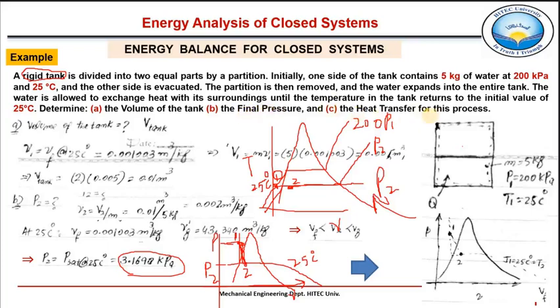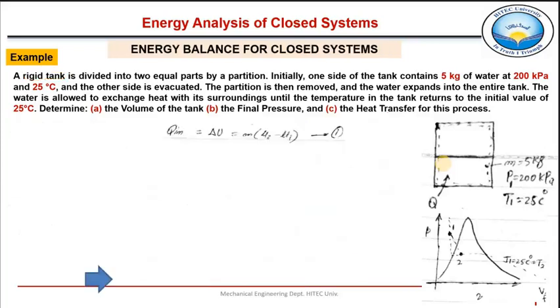Part C is to find out the heat transfer during this process, because during this process from 1 to 2 some heat is transferred. When the partition was removed, volume was increased, pressure was dropped, temperature was dropped too, and that's why heat was transferred to this fluid, and that's why its temperature was restored to 25 degrees Celsius. So during this process, how much heat is transferred?